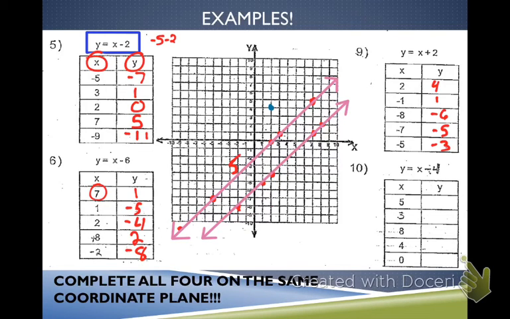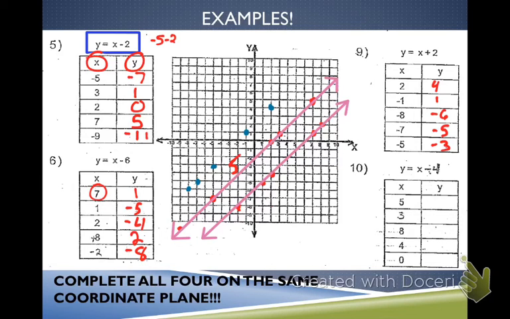Negative 1, 1. And that would have been here. We have negative 8, negative 6. Way down here at the bottom. And we finally have negative 7, negative 5, which is pretty close to being in the same spot. And finally, negative 5, negative 3. It should be right here.